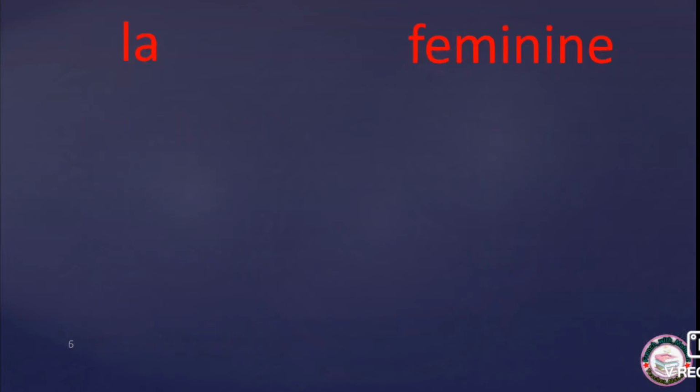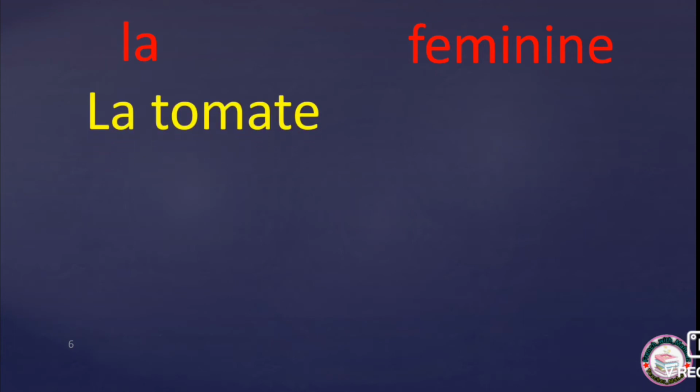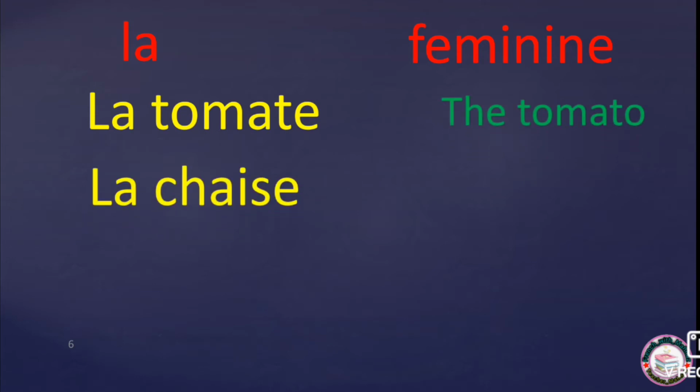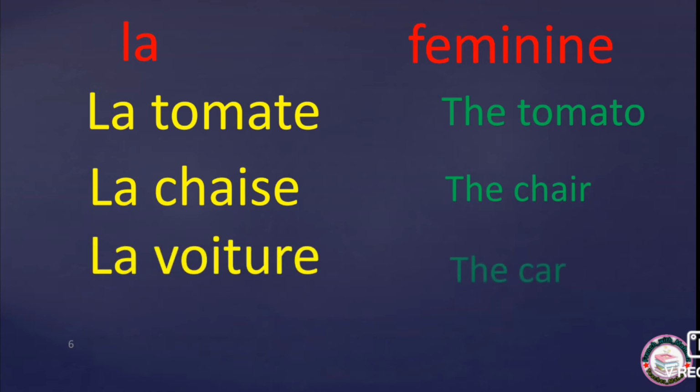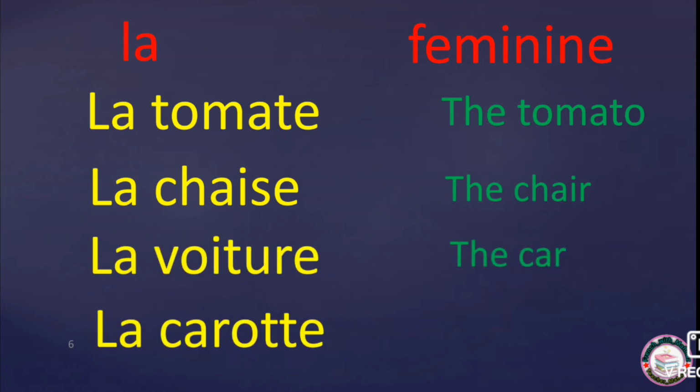And for words that are feminine, I use the definite article la. Like la tomate, the tomato. La chaise, the chair. La voiture, the car. La carotte, the carrot. Here I advise you to learn all words with their gender.